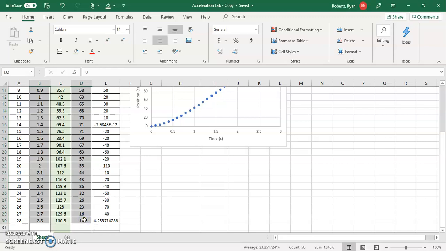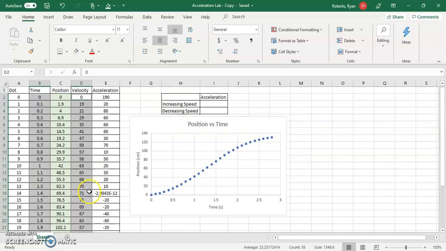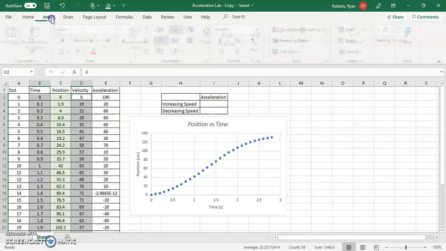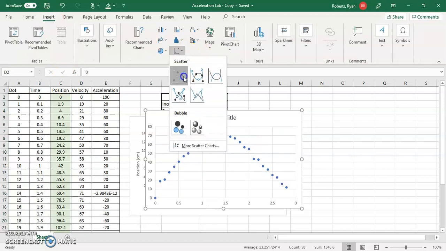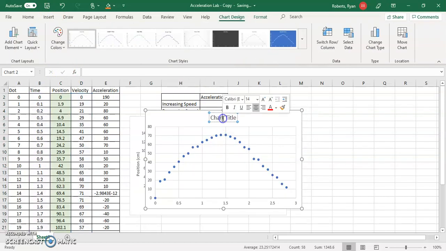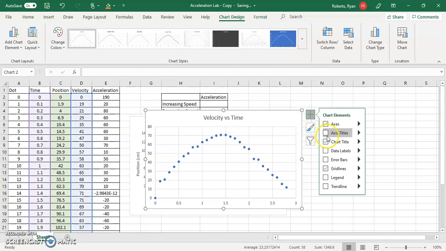Let go of your mouse, let go of Control or Command, and now you can make your graph. So insert. Okay, this is a velocity versus time graph. And I want some axis titles.